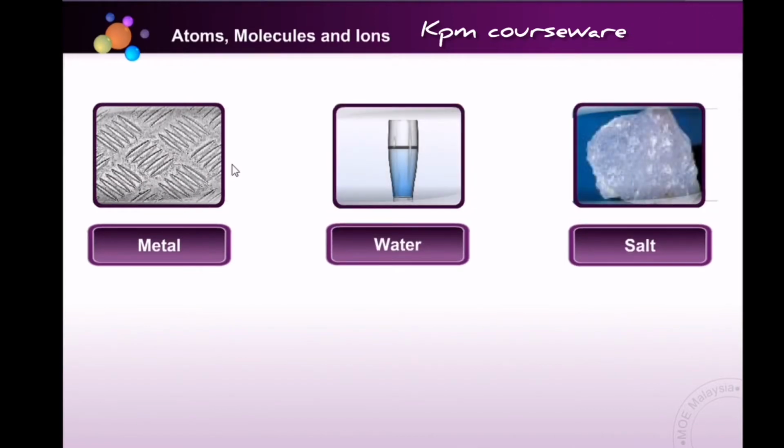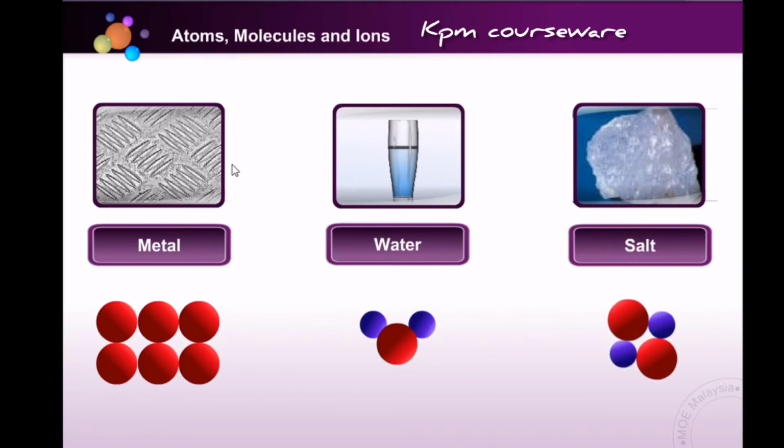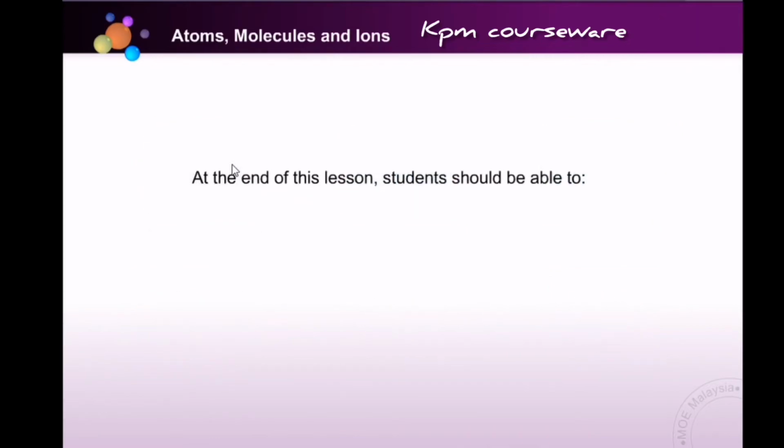Atoms, molecules, and ions. Based on these pictures, can you guess which particles represent atoms, molecules, and ions? At the end of this lesson, students should be able to define the meaning of atoms, molecules, and ions.